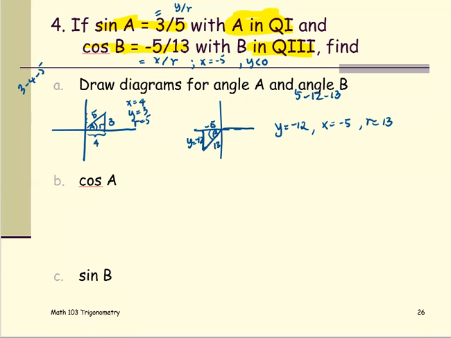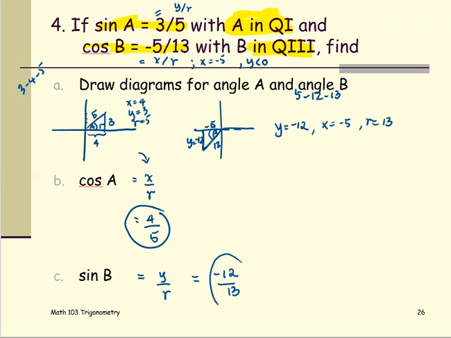Now, we're going to use the information that we got from the diagrams in part A to answer the following parts of the problem. Cosine A is x divided by r for angle A. X in angle A is 4 and r is 5, so we get cosine A as 4 over 5. Sine B is y over r. Y of angle B is negative 12, where r is 13. Now we get sine B as negative 12 over 13.